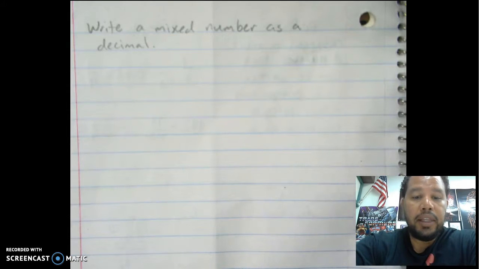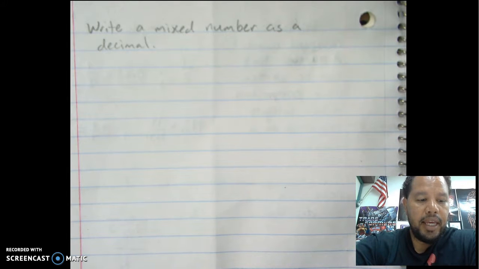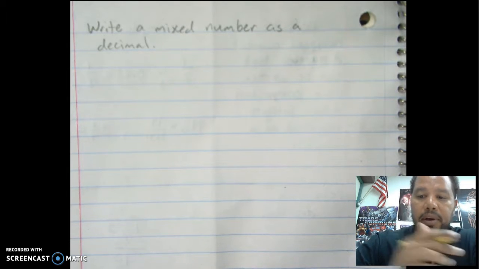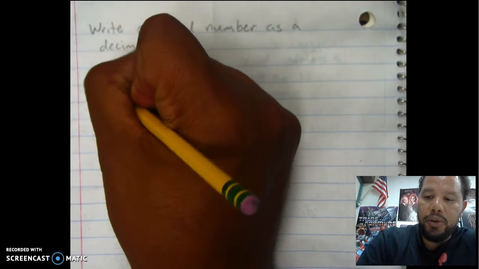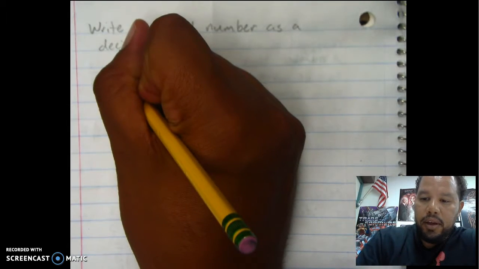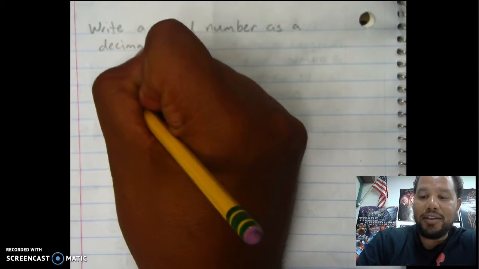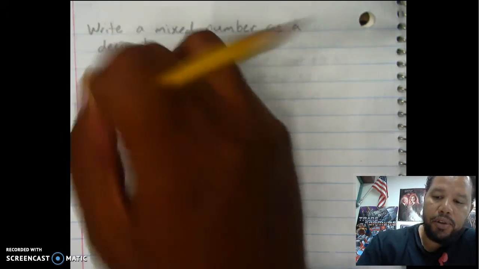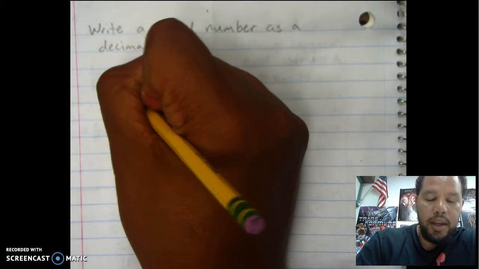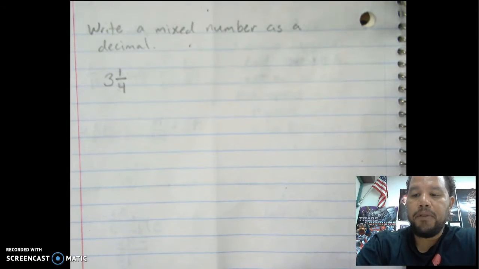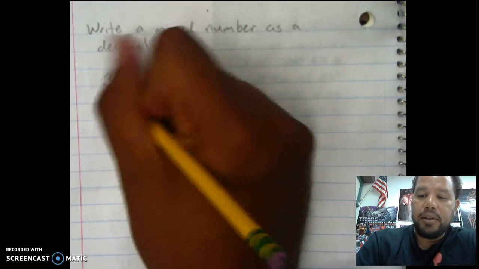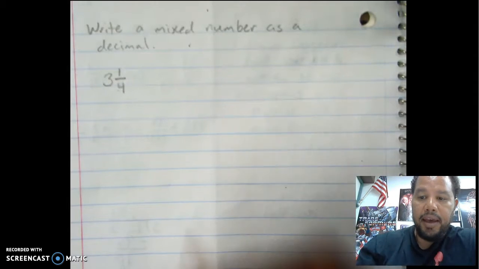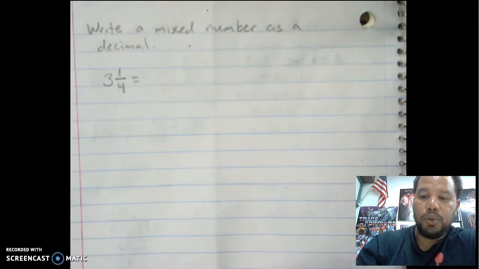Now, to continue lesson 1, we're going to write a mixed number as a decimal. And so what is a mixed number? A mixed number is a number that has a whole number with a fraction next to it. So we have, and I'm going to make that a 4. Let's make that a 4. So 3 1/4. Okay. So how do we write a mixed number as a decimal?